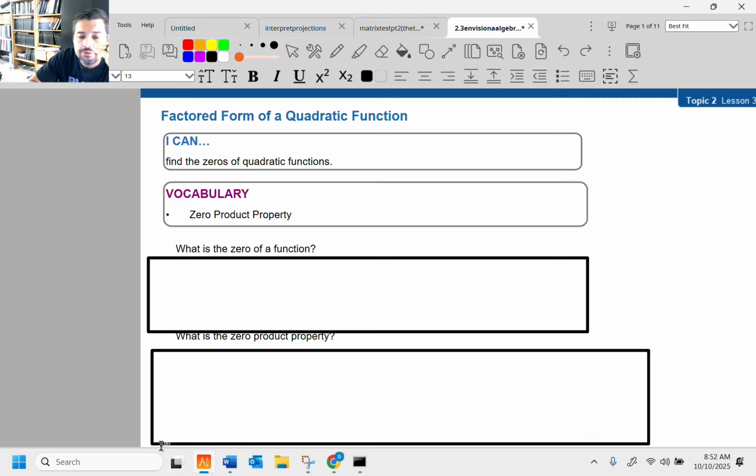First thing off here, we're doing the factored form of a quadratic function. This particular section is about factoring, which is a skill you're supposed to already know how to do. I don't know. We'll find out. The I can statement is I can find the zeros of quadratic functions. The vocabulary here is zero product property.